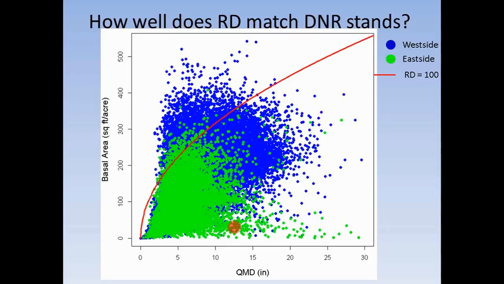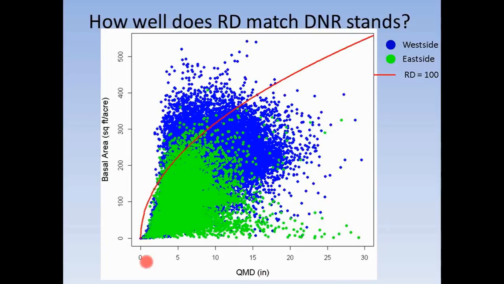So how well does RD match DNR stands? When we take our first look, it doesn't look as good as Reineke's SDI, but Reineke gets the benefit of being in log-log space. That makes things look much cleaner than they are in this regular space, the kind of space we're used to dealing with. So if we look at QMD and basal area, this is that 100 line, the line that we think is maximum density. We see a lot of stands that, based on this, would exceed an RD of 100, and I think many of us have seen those types of stands in the past.